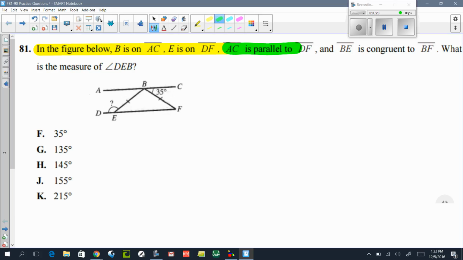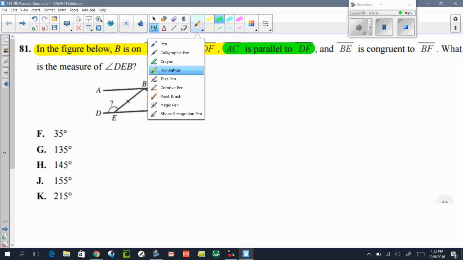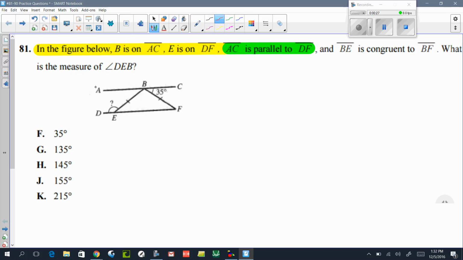Now, if I was going to trace over that just to make this more obvious, we're saying that this line segment is parallel to this line segment. The most important piece of information here that's maybe not specifically drawn is that this right here could act as our transversal. If you remember from geometry, we talked about special types of angles. If this angle right here is 35, this angle down here is also 35 degrees because they're alternate interior angles.